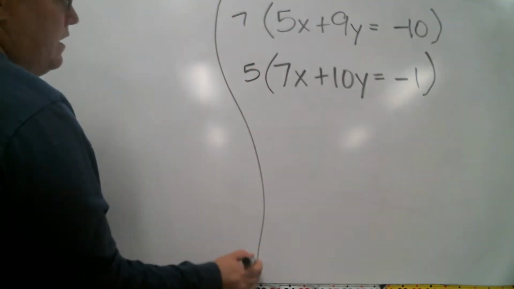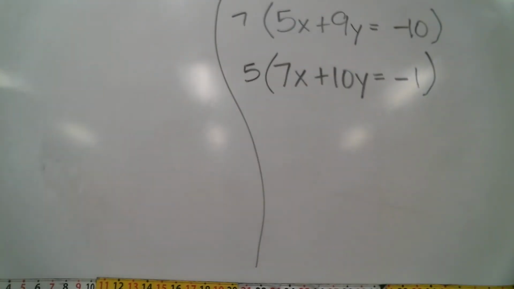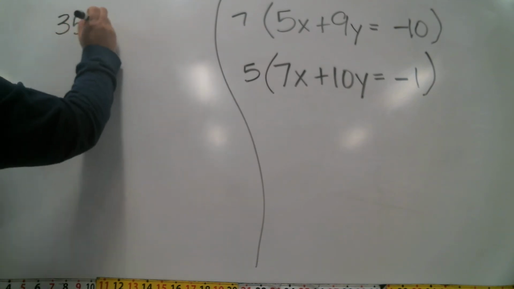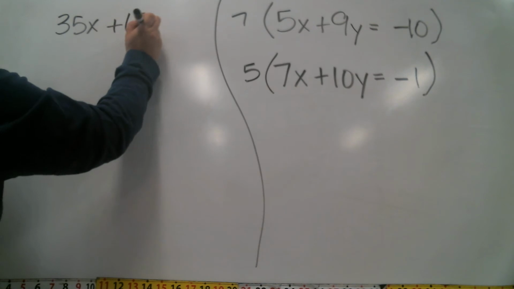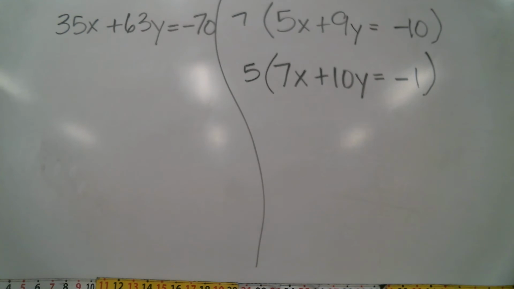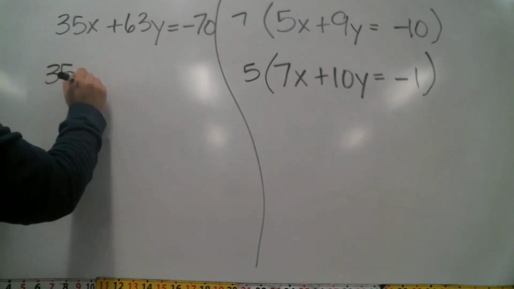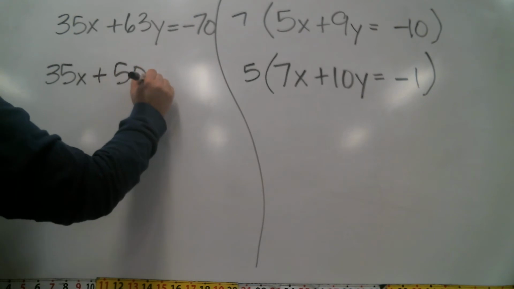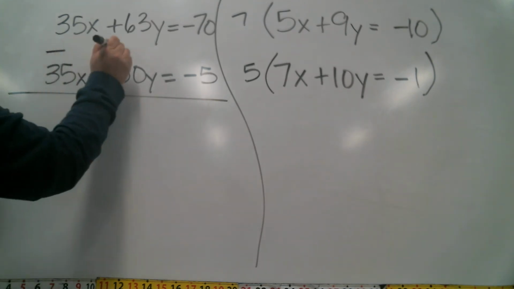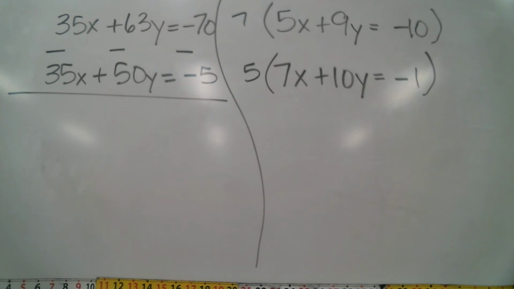Okay, so let me draw a line, and I'm going to rewrite both of them by multiplying the entire equation. So I've got 35x plus 63y equals negative 70. And then I have 35x plus 50y equals negative 5. And then I have to ask myself, to get the 35x to cancel out, do I need to add or subtract? And I need to subtract. So I'm going to put a subtraction sign on all.